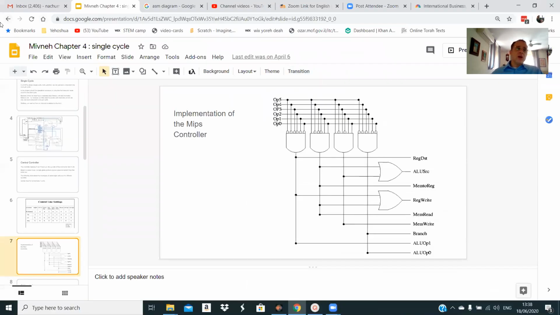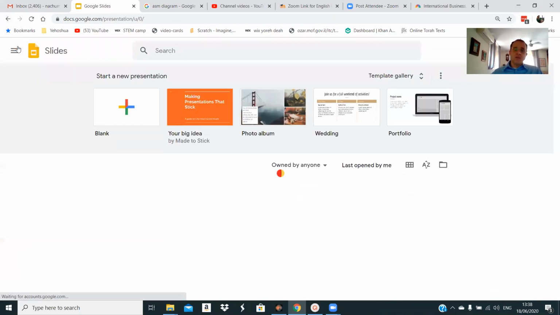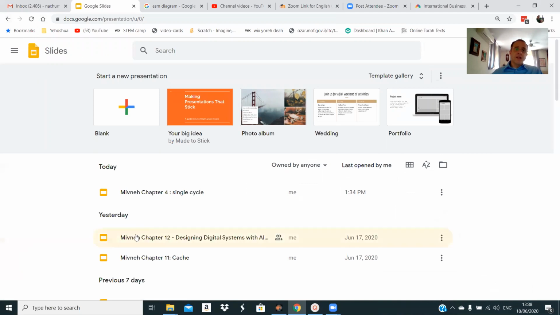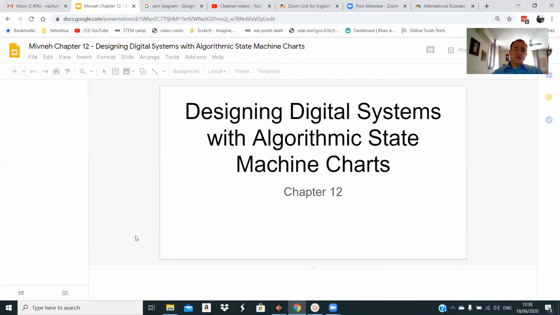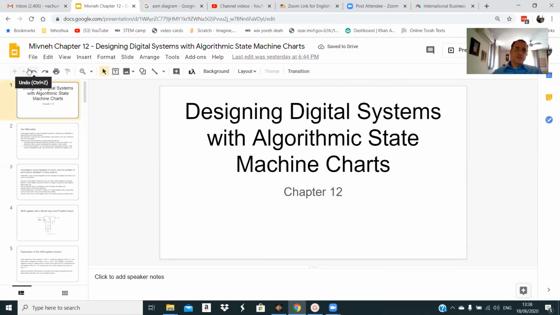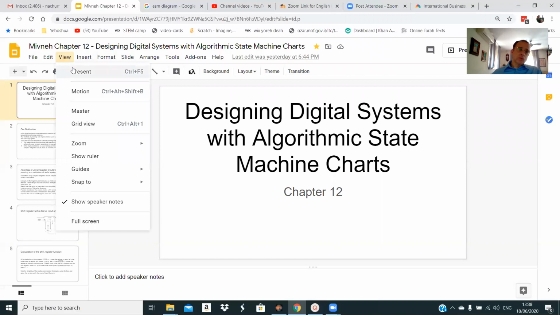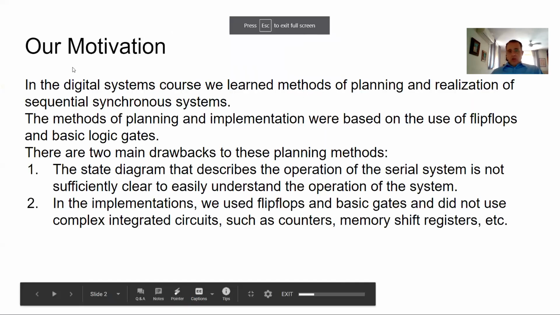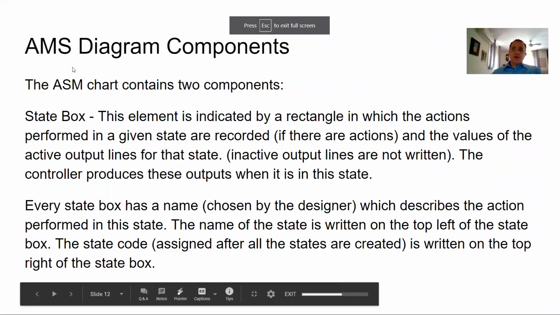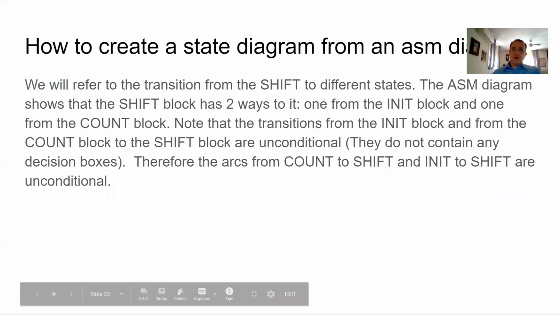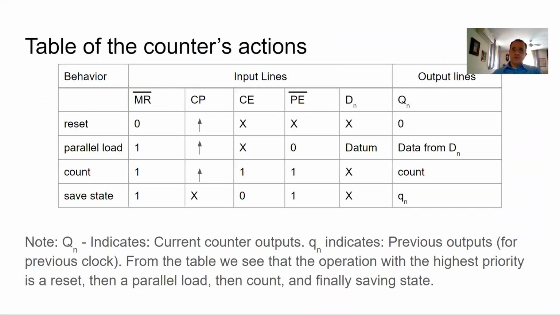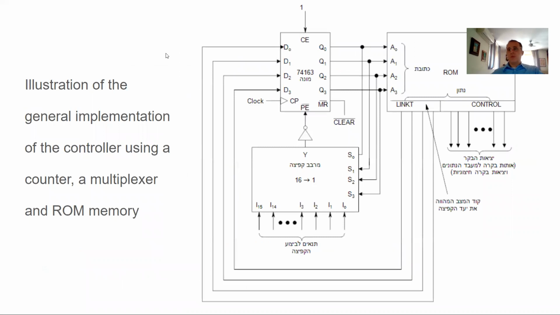So actually what we're doing now in chapter 12 is explaining how to write the same thing for a multi-cycle computer. So that's what this beautiful diagram is. What it's saying is like this.